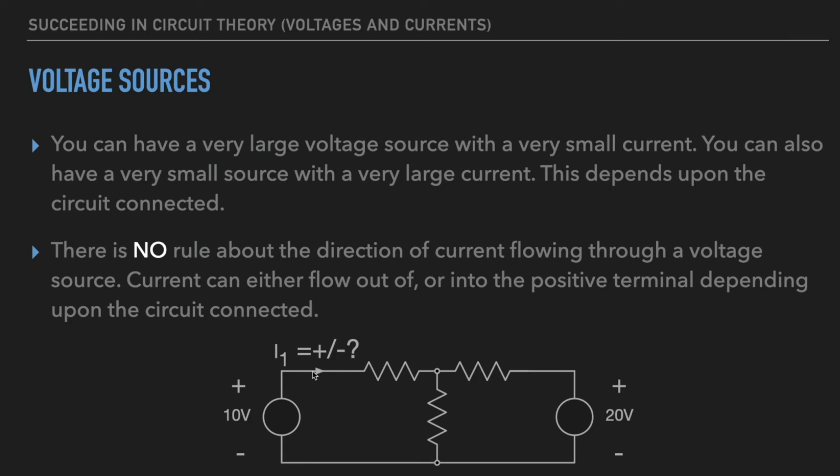There is no rule about the direction of current in a voltage source. It can flow either in or out. It depends on the rest of this circuit. If we look at this circuit that's shown, we have a voltage source that's 10 volts, and we have another voltage source over here that's 20 volts. Now this current, I1, depends purely upon the values of these resistors. And it can be actually a positive or negative number depending upon the values of these resistors. So it's very, very important. The only thing that's defined when you have a voltage source is the voltage. The current is an unknown.